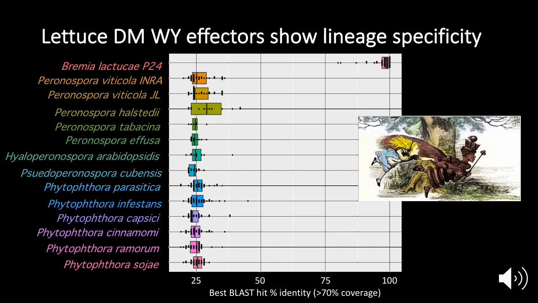And you can see all of the proteins were recovered in that other lettuce downy mildew isolate. But when you go to other downy mildew species, the best hits are all well below 50%. Same with Phytophthora, and they mostly hover around 25% identity. So the Bremia WY effectors cannot be found in any of these other genomes, suggesting that maybe they have co-evolved with their hosts.